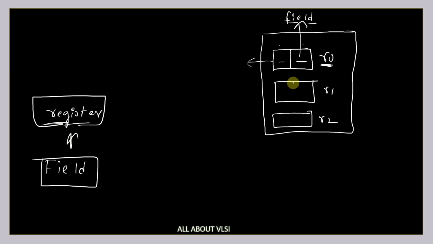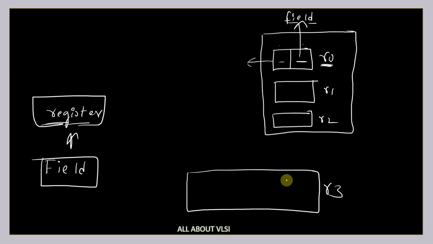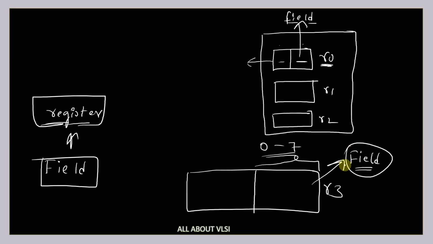Let's say we have a register R3. This R3 is going to have a field, and this field may be 1 bit or more than 1 bit. Let's say this is from 0 to 7 bits. This is also a field. It may be a data field, a status field, or a control field, depending upon the specifications. We will see one example, right? So this is also one field, and it can be 1 bit or more than 1 bit.